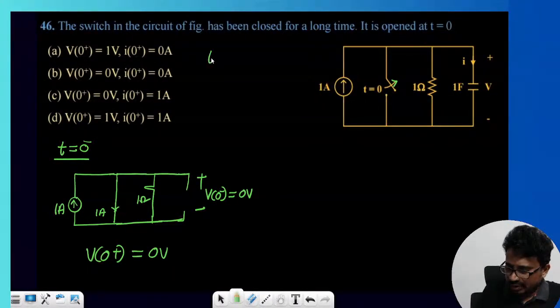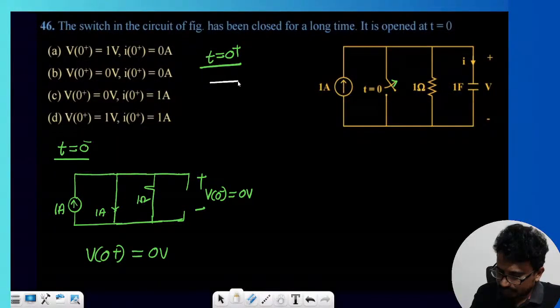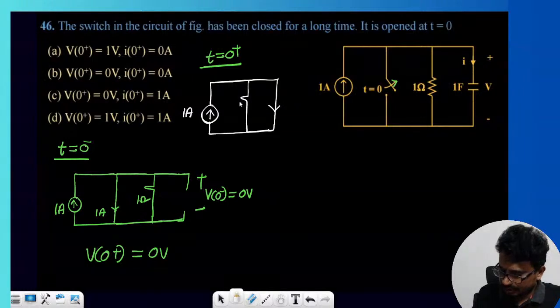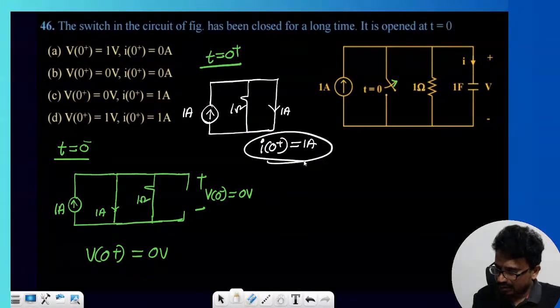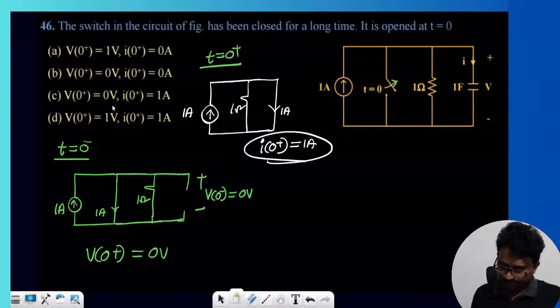Next, now tell me, here immediately at t is equal to 0 plus, what happened? At t is equal to 0 plus, the switch is opened. Right, this is 1 ampere, switch is opened, and this capacitor is shorted, transient state. Now you can see this value is 1, this current is 1 ampere. So we can write I of 0 plus, which is equal to how much? 1 ampere. I of 0 plus is 1 ampere and V of 0 plus is 0. So the correct option, you tell me now, option C.